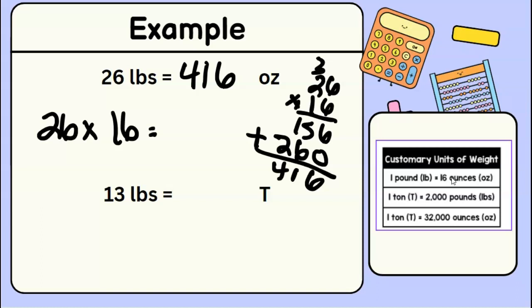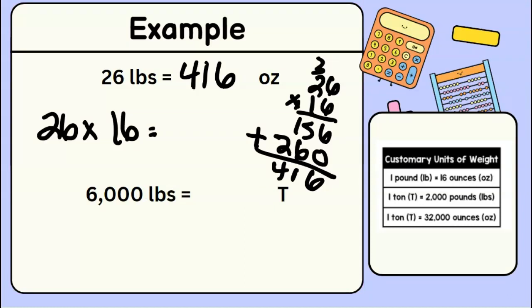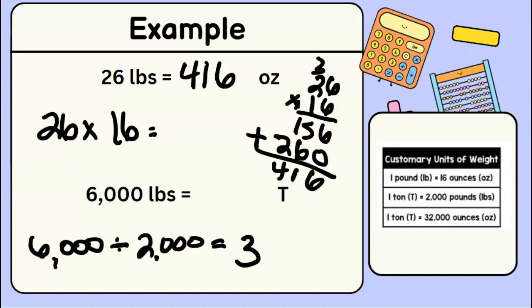If I'm going from small to big, I'm going to be dividing. I'm going to take my original measurement and I'm going to divide it by my conversion, whatever that is. So pounds to tons, 1 ton is equal to 2,000 pounds. So I'll take what I originally have and my conversion, and I will go ahead and do that math. I know that 6,000 divided by 2,000 is 3. So 6,000 pounds is equal to 3 tons.